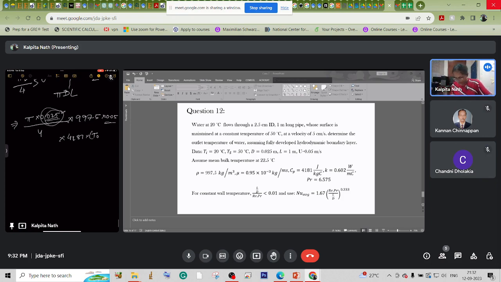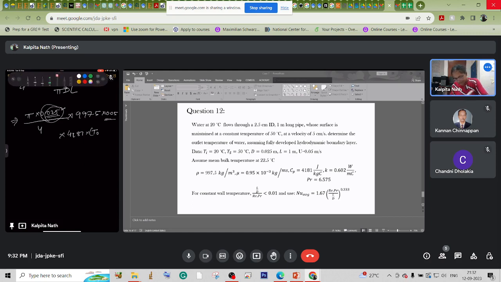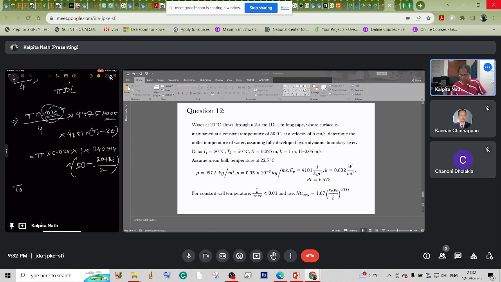Let me calculate that again. Then okay, 4181 (T naught minus 20) is equal to pi into 0.025 into 1 into 240.754 into (50 minus (20 plus T naught) by 2). Okay, I think I have done some mistake there. Let me solve this again.